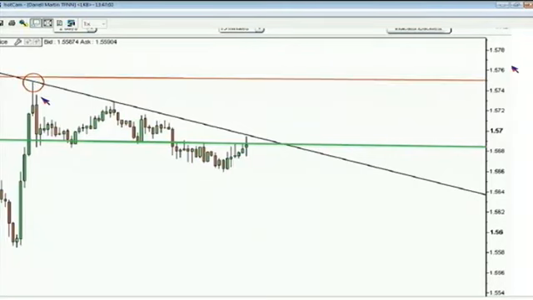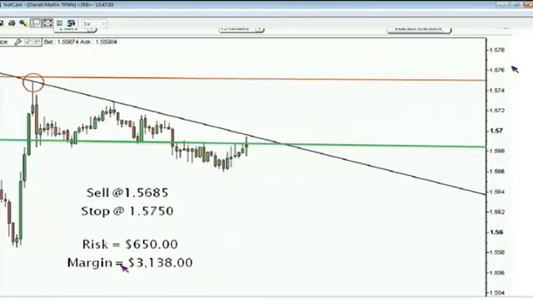Well, my risk on the trade, if I'm doing spot pound dollar, is going to be $650. I'm going to be putting up over $3,000 to do this trade, and that's just a normal FX trade. So I go in, and the market comes down, and then what does it do? Bam! It spikes me out. And that really hurts when you're a trader.